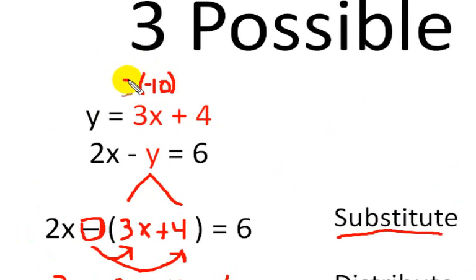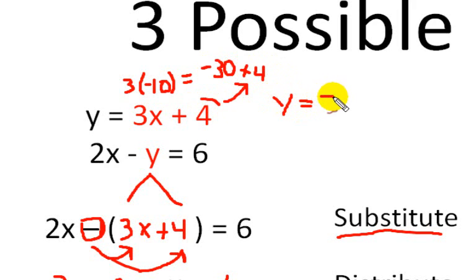go ahead and write that. That would give us negative 30. And then if we add 4 here, we'll get negative 30 plus 4. We would get y equals negative 26. So we would get a solution. We would get x is equal to negative 10 and y would equal negative 26. These would be intersecting lines that would intersect at this point.